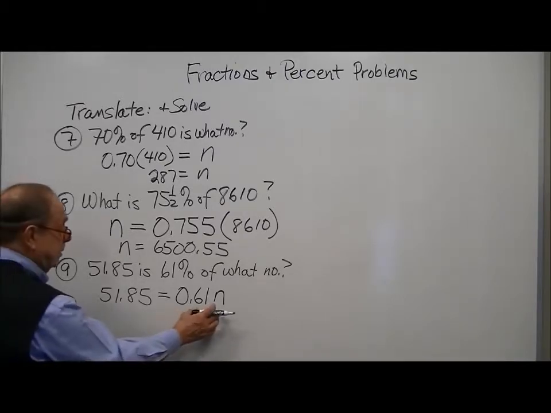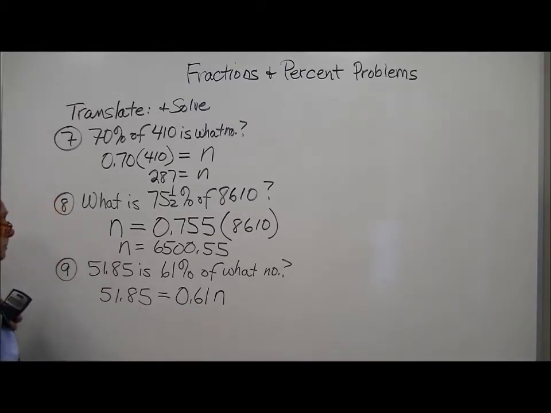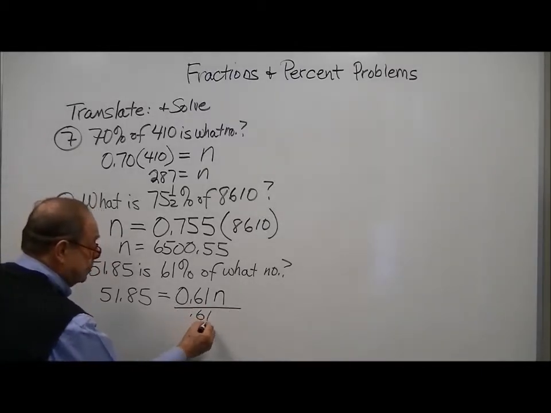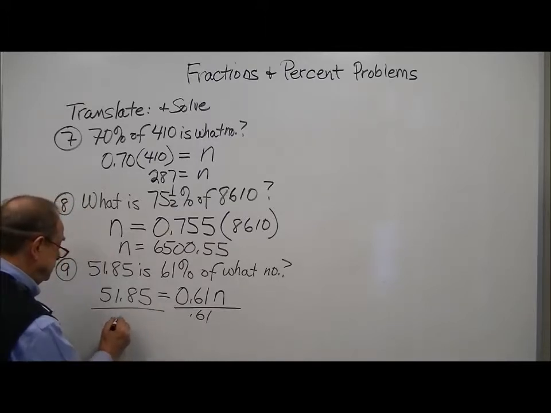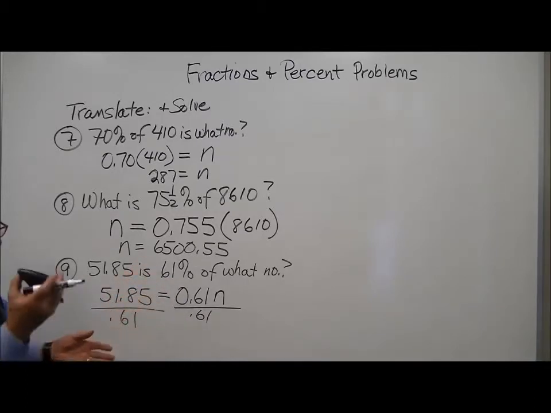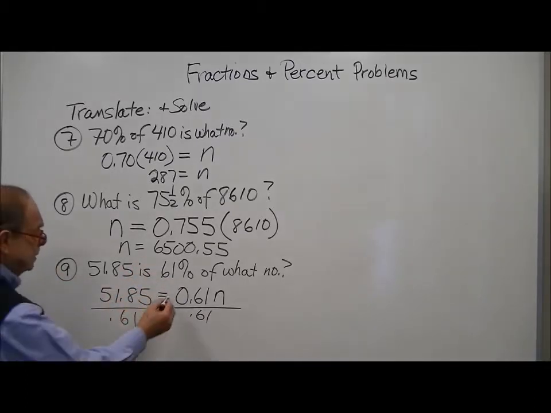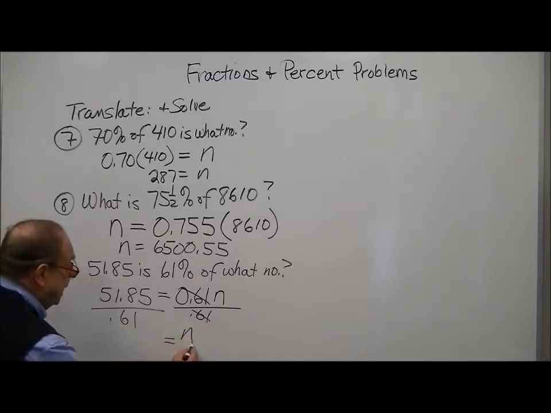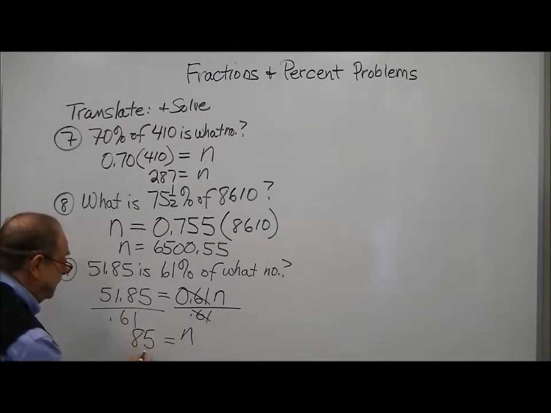Now, for this one, in order to find out what n is, we have to divide both sides by 0.61. Now, normally I would say get rid of decimals, but not here. You're using your calculator. So this cancels out nicely, and we just have to do this. 51.85 divided by 0.61 gives you n equals 85.